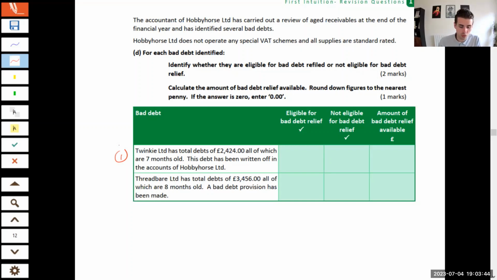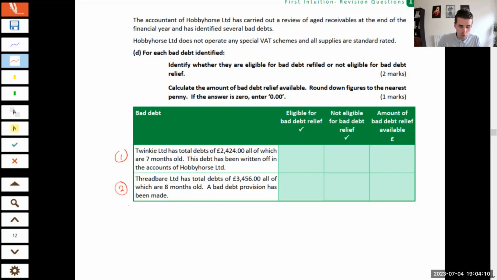This debt has been written off in the accounts of Hobby Horse Limited. And number 2, we will do number 1 first, but let me just read the second one out too, just so we can get a bit of context. Threadbare Limited has total debts of £3,456, all of which are 8 months old. A bad debt provision has been made. So let's have a look at this.